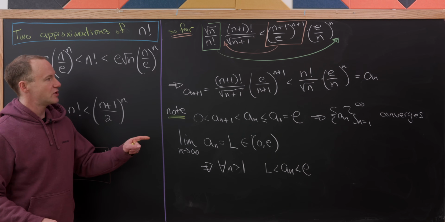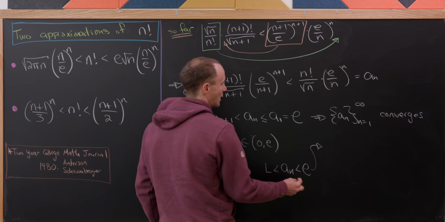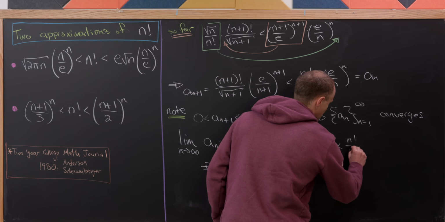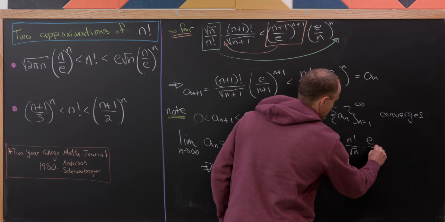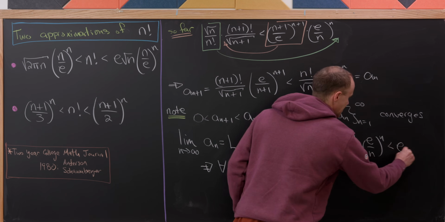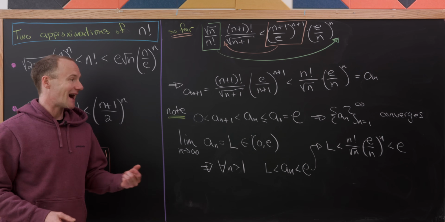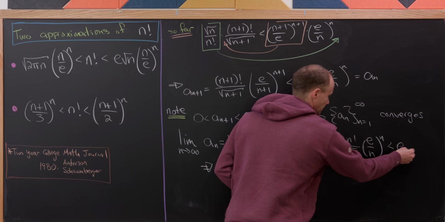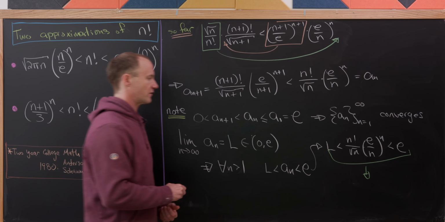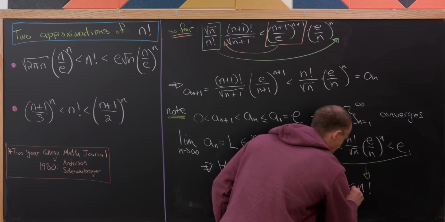Okay, but then let's put our definition for a_n back into this inequality, and we have L is less than n factorial over radical n times (n over e) raised to the n, which in turn is less than e. But from here what we can do is isolate the n factorial term, and we have almost everything that we need over here. So let's isolate that n factorial term and see what we have.